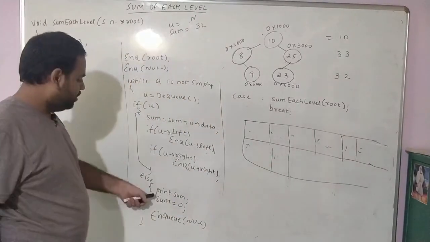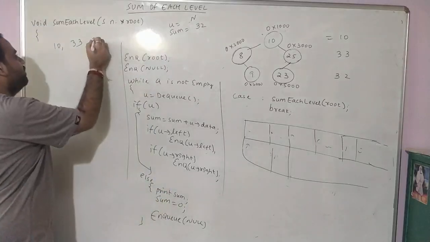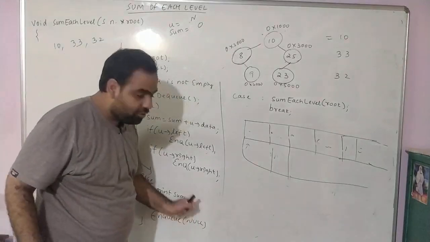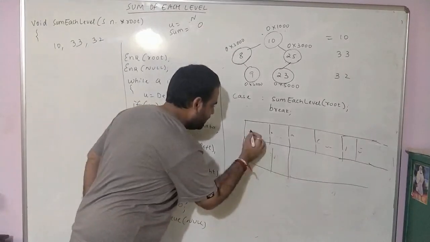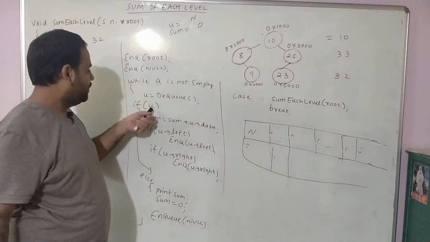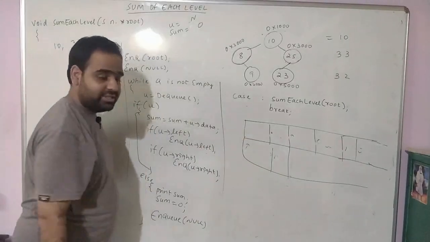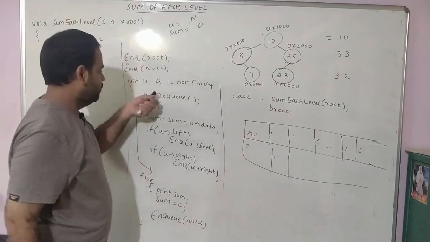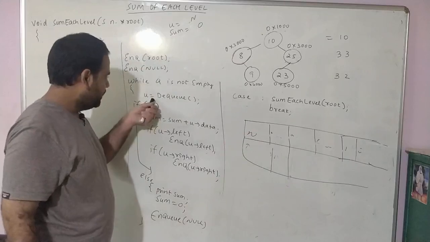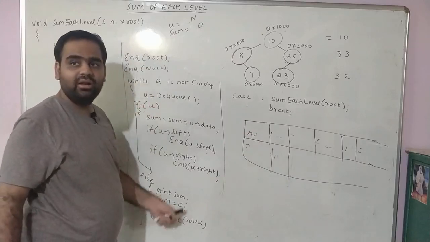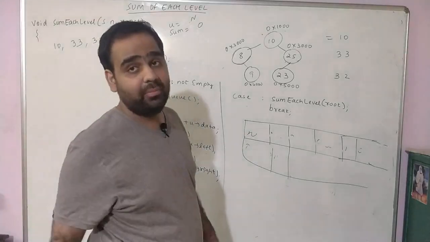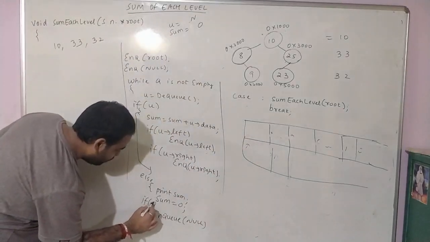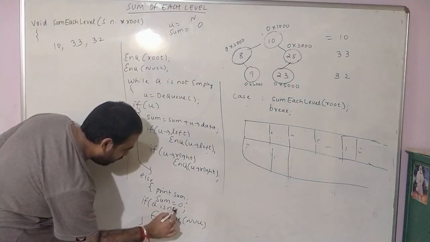Now if null is false, you come here, print the value of sum, which is 32, and you set sum equal to 0. Now if you enqueue the null again, null will be enqueued. Go back, q is not empty, u is equal to dq, null is dq'd, the if should not execute, print the value of sum, and again you enqueue null. You come here, dq null, enqueue null, dq null, enqueue null, and the queue will never become empty. Therefore, this step of the algorithm should be done only if q is not empty.